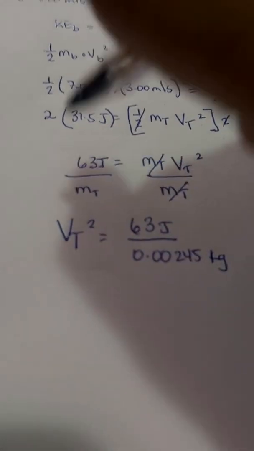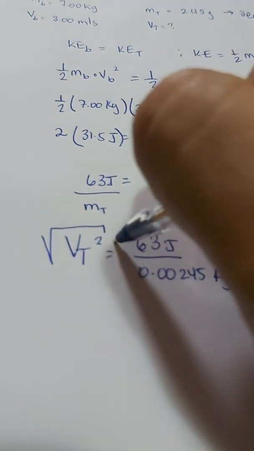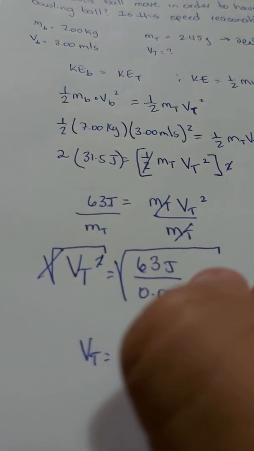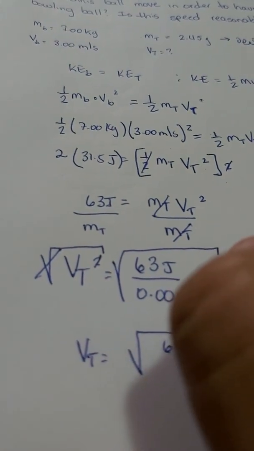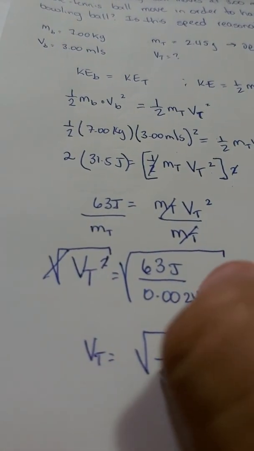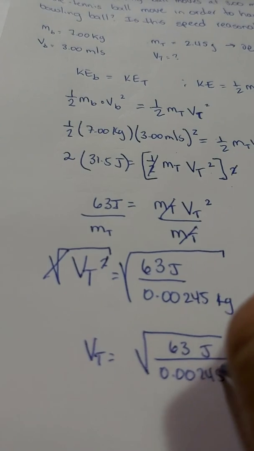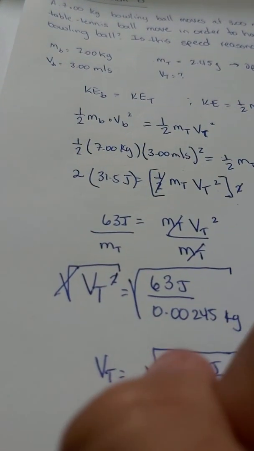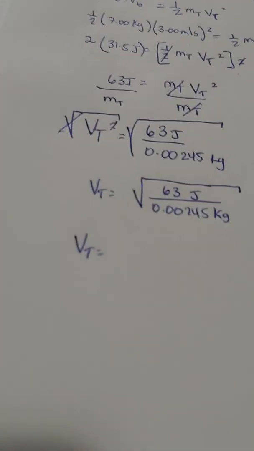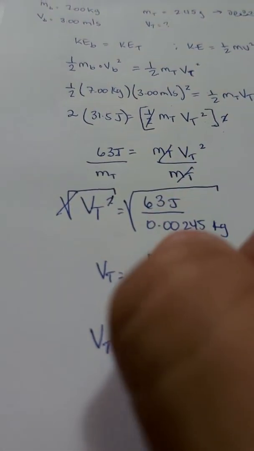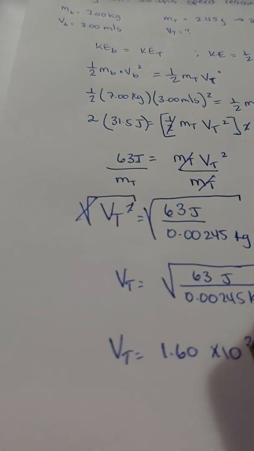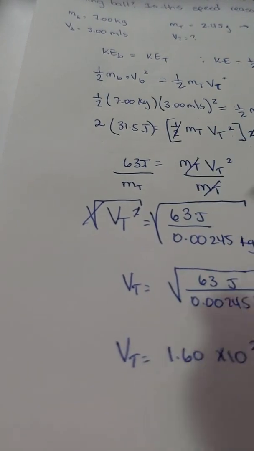Okay, now let's find the square root of that. And we get that the velocity of the table tennis ball is equal to the square root of 63 joules divided by 0.00245 kilograms. So the velocity of the table tennis ball will be equal to 1.60 times 10 squared meters per second.